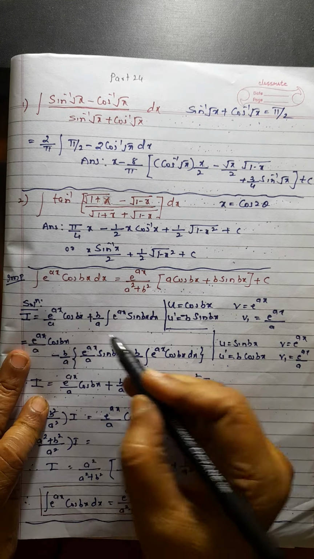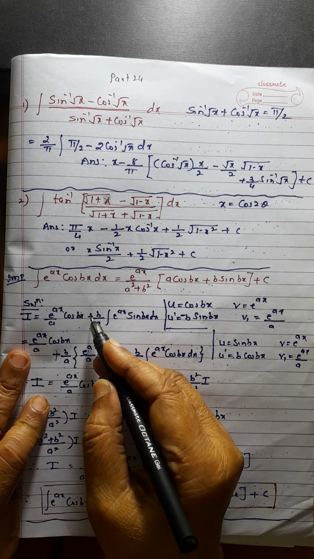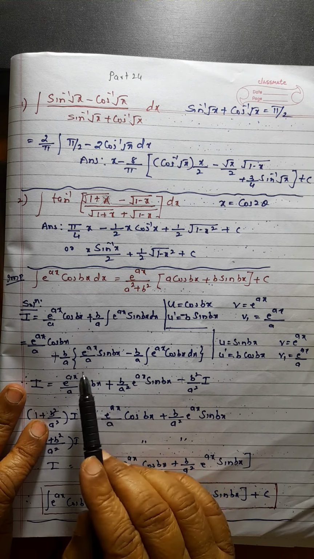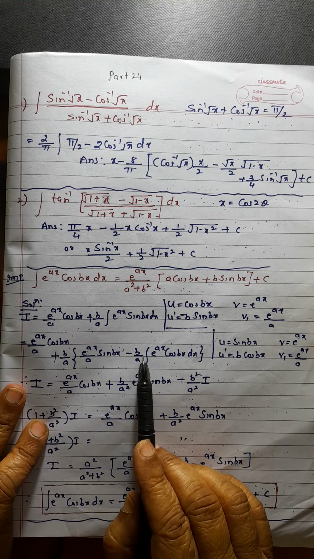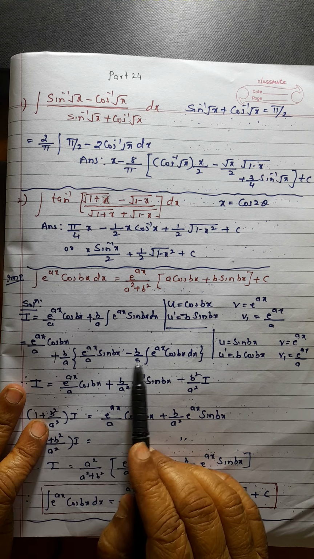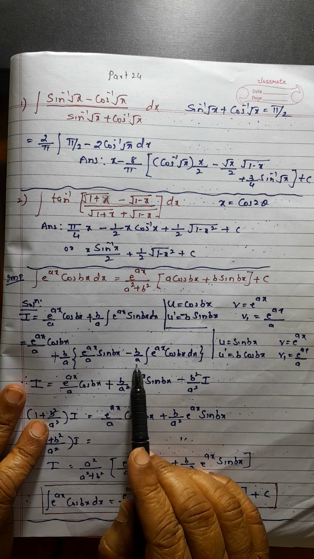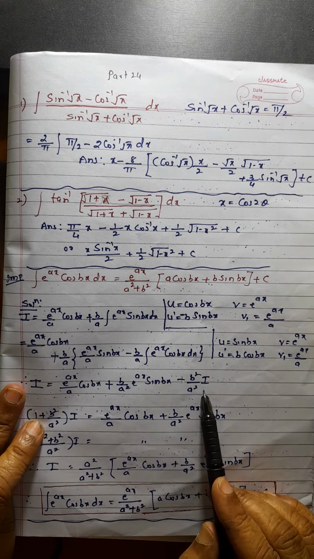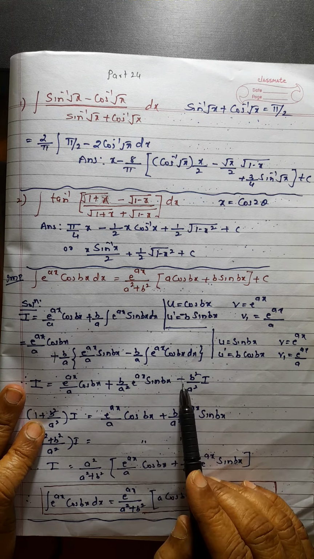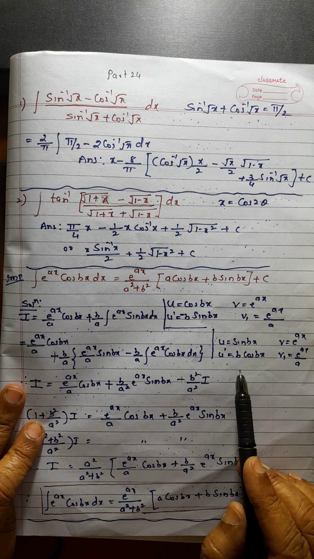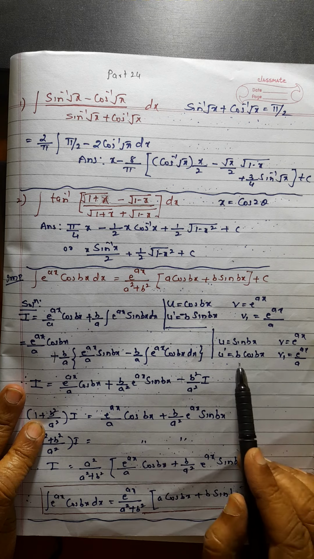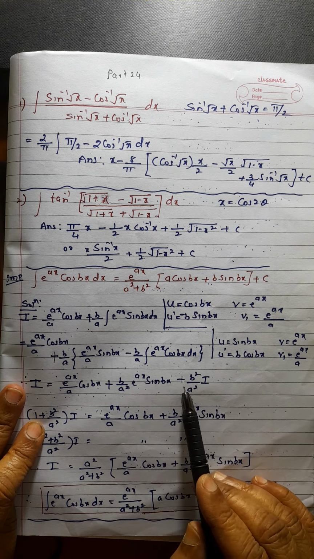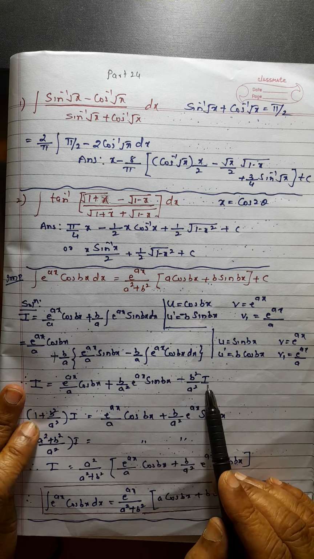Sorry, here by mistake I have written a minus sign, it is a plus sign here. Now I will simplify this into this and this into this I will multiply. So this into this, when I do it, it will become b square upon a square, and this is nothing but our original I. And this will be minus. See, inside the bracket with minus sign, this into this, integration of this, so it will be minus. And this is I, so it will be minus b square upon a square I.